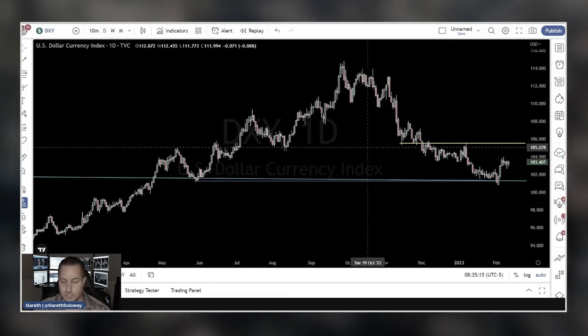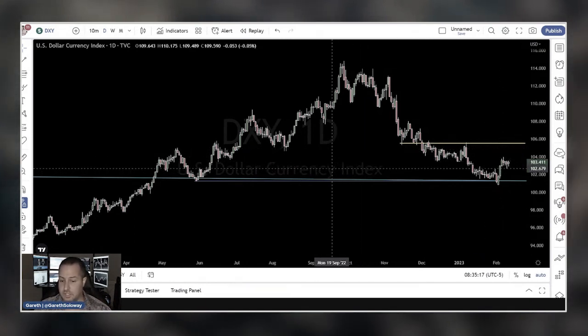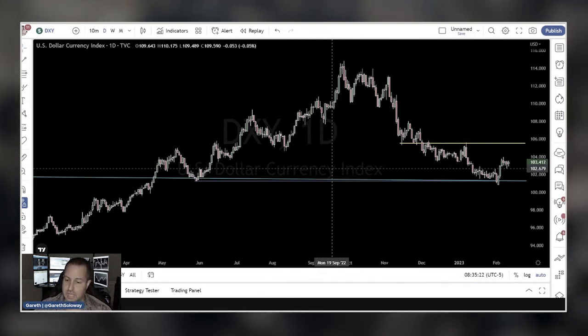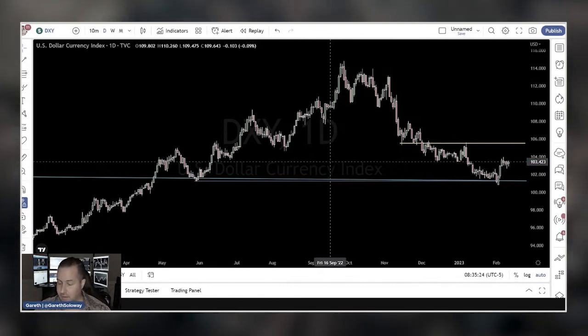In the chart of the dollar. All right, so again, the dollar tells us a lot. Remember, if the dollar is going up, you have to assume markets are going to go down. If the dollar goes down, assume markets are getting a bounce. Okay.